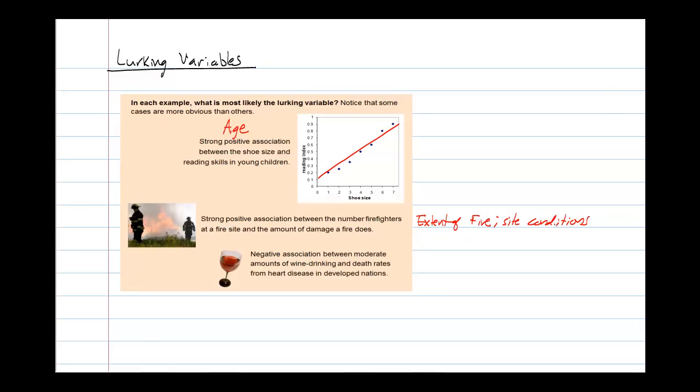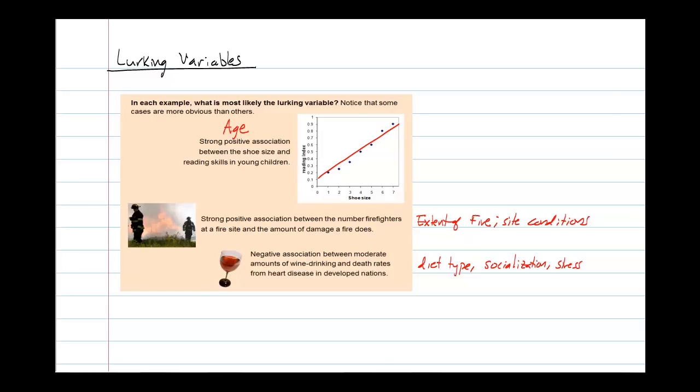The last one we're looking at here is a negative association between moderate amounts of wine drinking and death rates from heart disease in developed nations. From here we can think of a long list of possible lurking variables: diet type, socialization, stress, general quality of life, basic health to begin with, but nothing as obvious as in the other two examples shows up here. So there are a lot of different possibilities here.